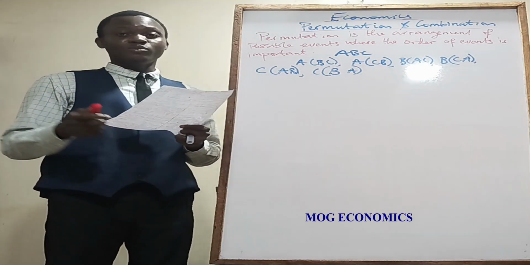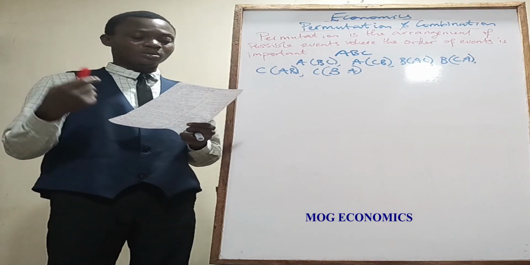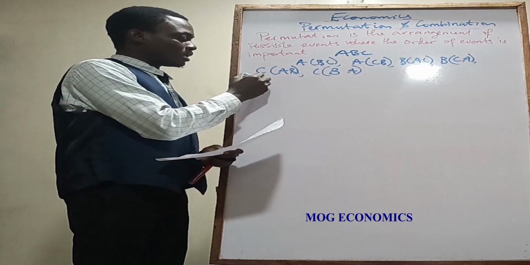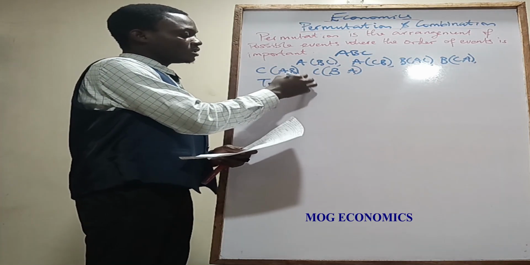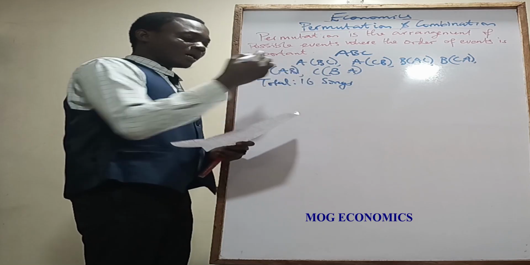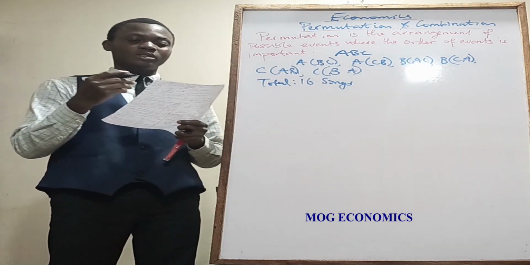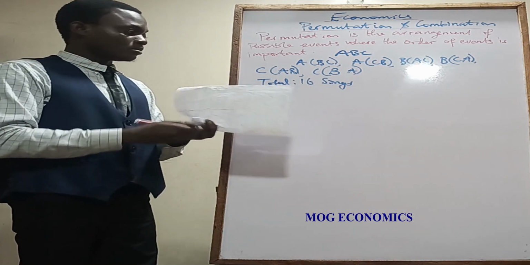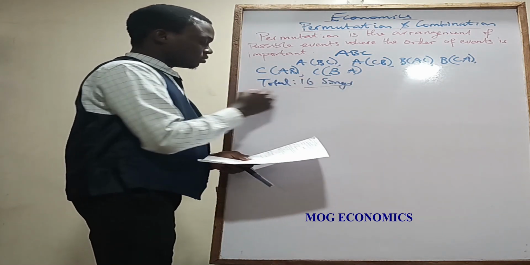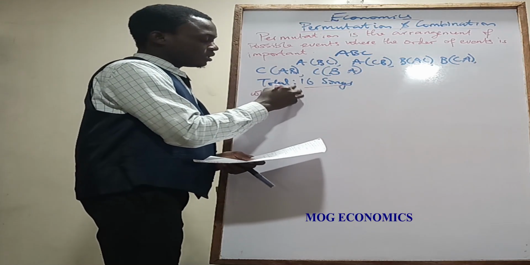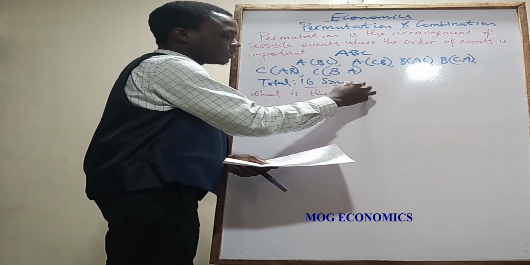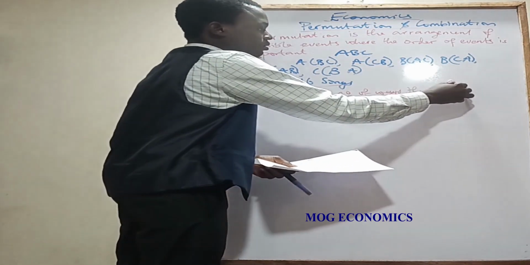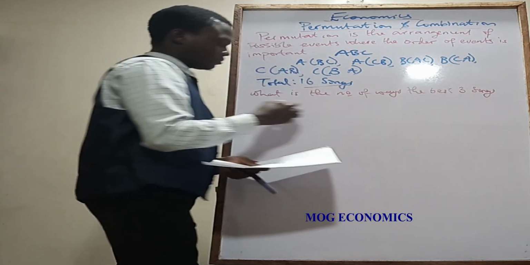So we want to then move into permutation properly, looking at the formula and all of that. Let's look at a simple example. Out of 16 songs, so you have a total of 16 songs, calculate the number of ways the best three songs can be arranged.